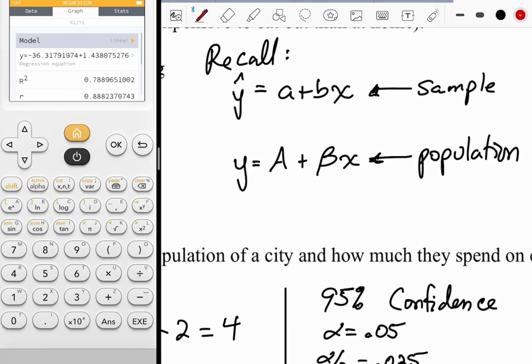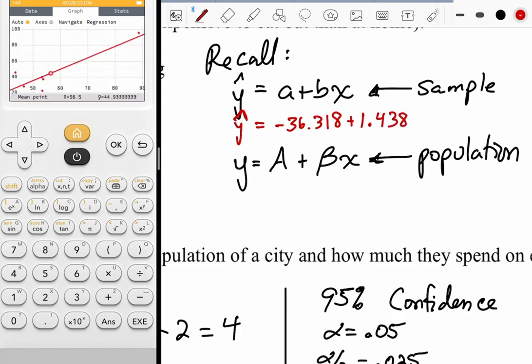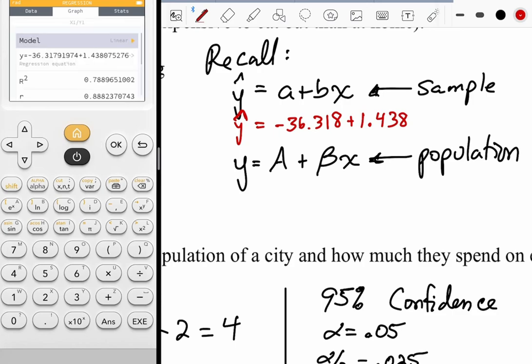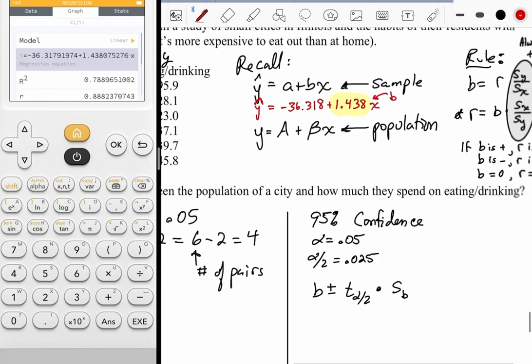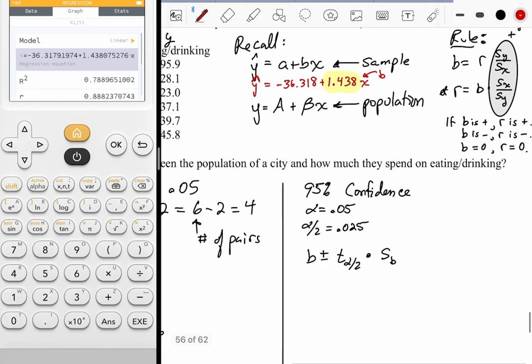Y hat is equal to negative 36.318 plus 1.438. I'm going to just check for scientific notation here. All right, so just an X at the end. All right, so this is the B value. All right, so we need that information. We actually needed to run the regression. We get an R value, which makes me think that this is probably going to be a good fit for the population, but we'll see. All right.